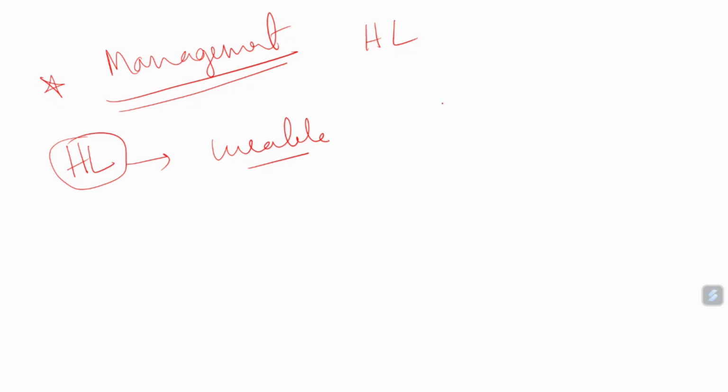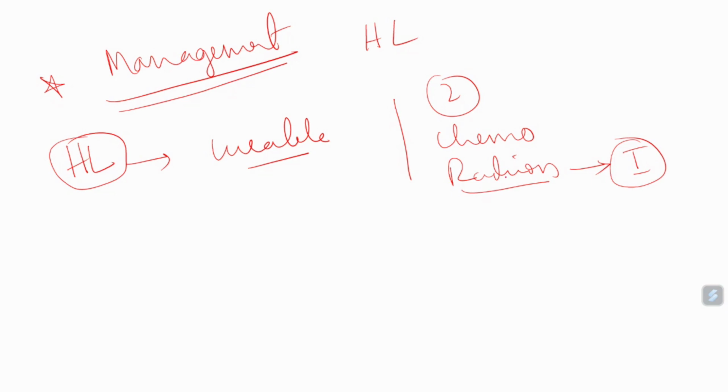Okay, so in Hodgkin's lymphoma, we have mainly 2 strategies. We have chemotherapy and we have radiation therapy. Radiation therapy alone can be given, but this is given in stage 1 type of patients. And radiation plus chemotherapy both are given in the advanced level cases that we'll discuss now. Okay, this is a very important point you have to remember.